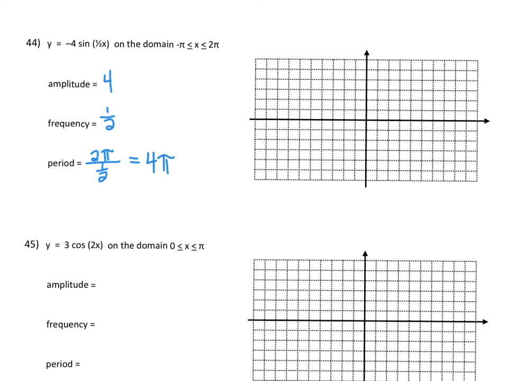All right, so now let's number the x-axis as well as the y-axis. I went from negative pi to positive 2 pi. That's a little different on the x-axis. And then the y-axis, I just went from negative 4 to positive 4 because my amplitude is 4. All right, so we're graphing a negative sine curve. The negative sine curve looks like this.